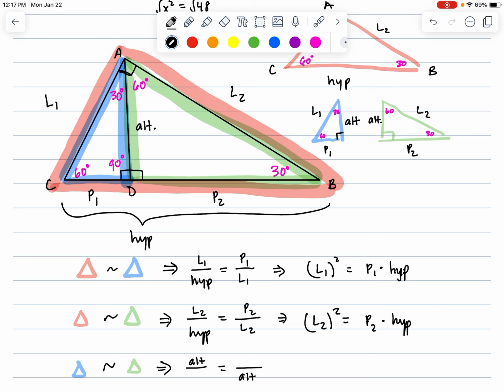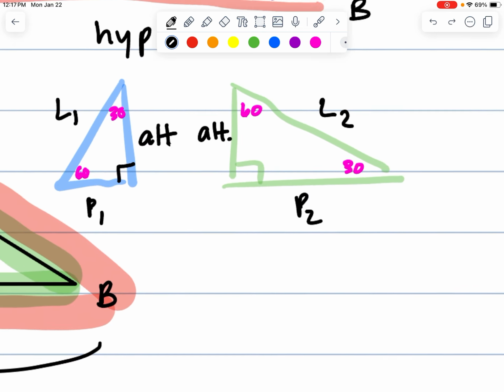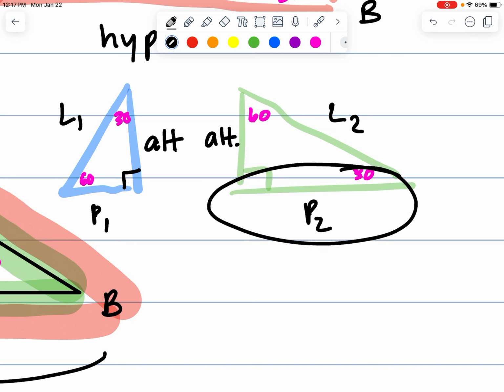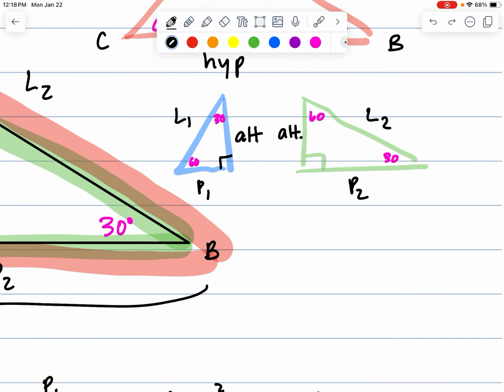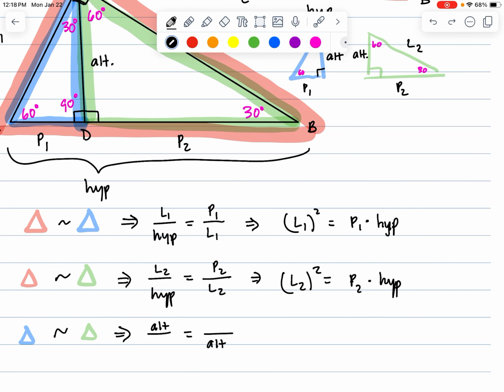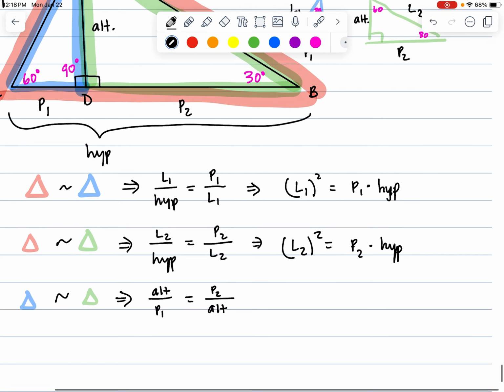Well, looking closely, here, let's do it over here, actually. It's a little better to understand. The altitude in the blue triangle is actually attached to the 30-degree side, okay? Which means it corresponds to P2. That is very important to understand because here the altitude is attached to the 60-degree side, and that is corresponding to part 1. So we need to correspond these properly. Since we're going blue to green, altitude in the blue over part 1 is equal to part 2 in the green over the altitude.